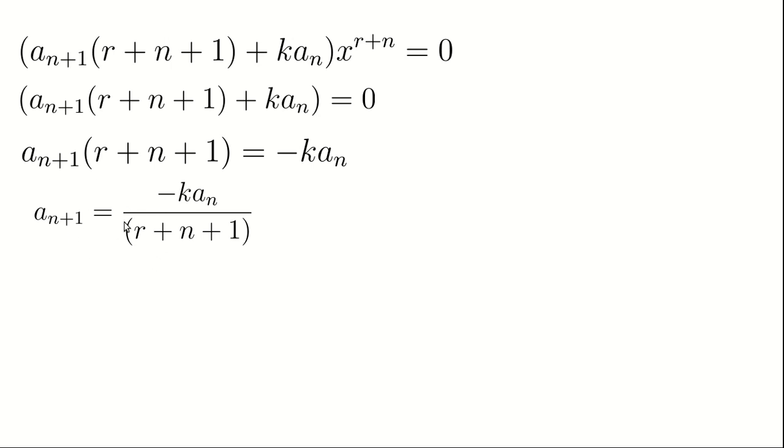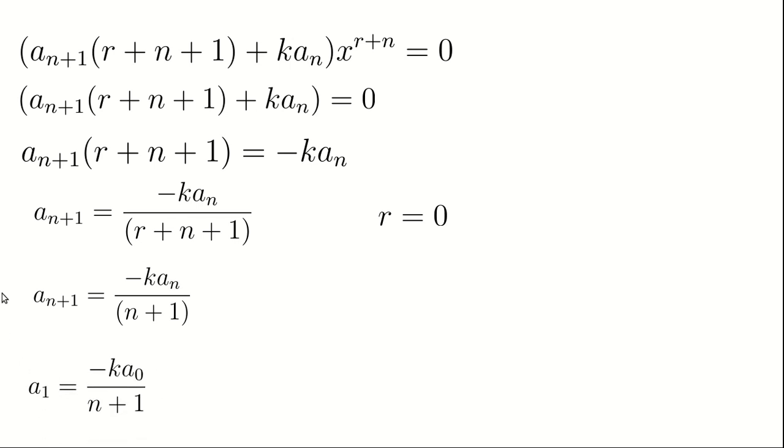But mind you, remember that our r here is already equal to 0, which is this. So when you make that substitution of r equal to 0, it gives us this part. So if we move on, we can decide to say if here is 0, then here will be 1. And that gives us a1 is equal to minus k a0 all over 1, because this one is already 0.